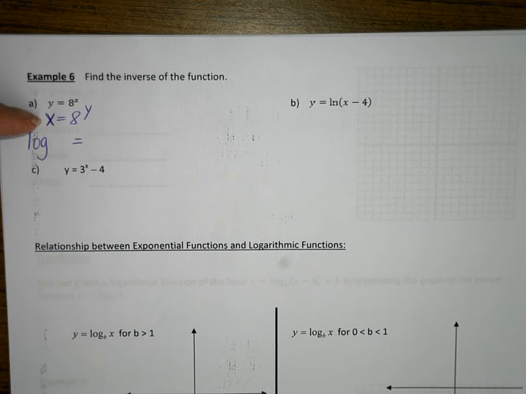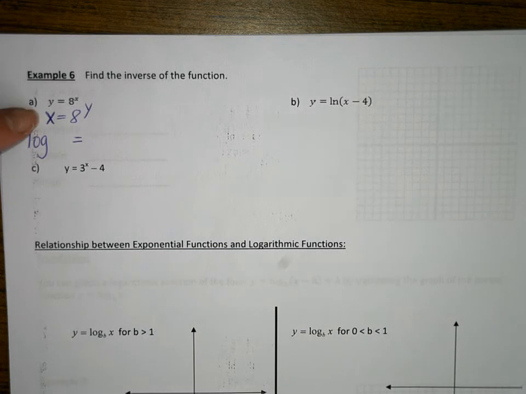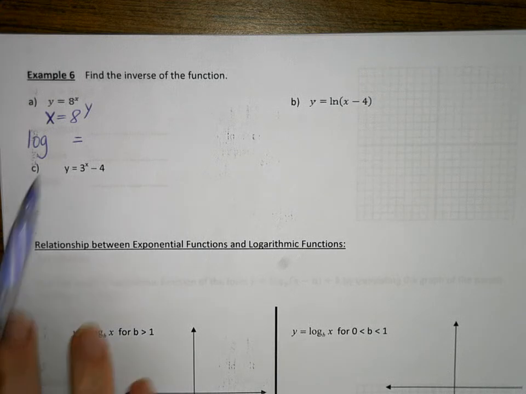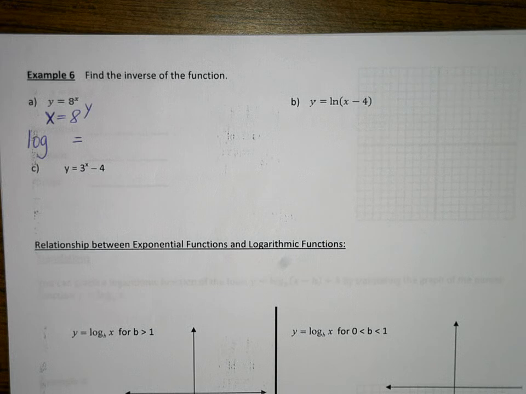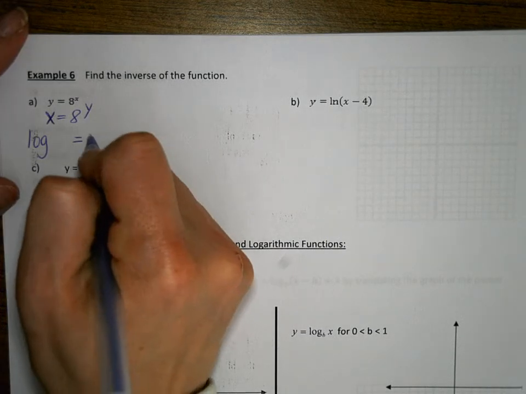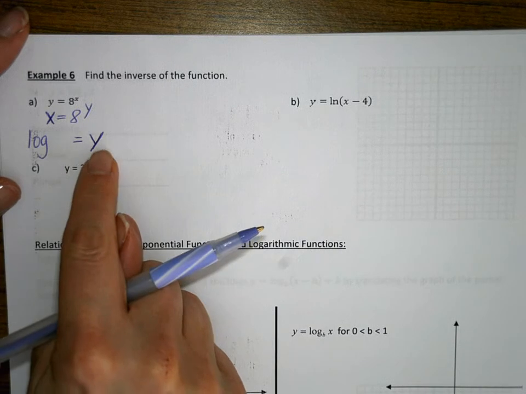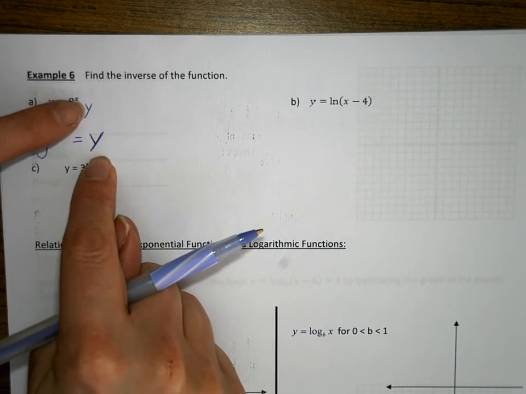Okay, when I switch them, my exponent is y. Where is that y going to go if I write this as a logarithm? You've got to understand the definition of a logarithm. It's going to go on the right, because when I'm finding a logarithm, I'm finding the exponent. Well, in this case, my exponent is the y.